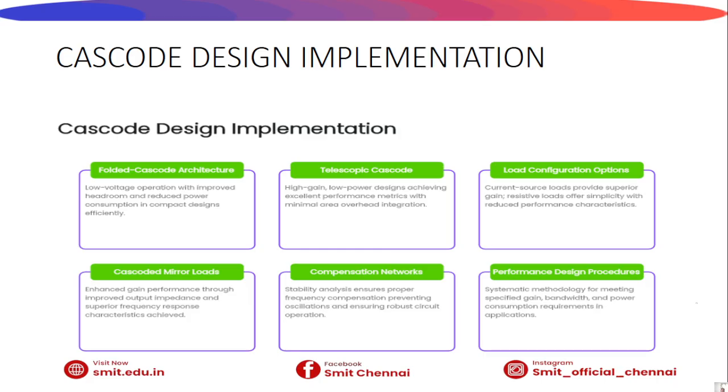The beauty of this configuration is how the upper transistor, the common gate stage, effectively shields the lower transistor's drain. This reduces the voltage swing at the drain of the input transistor, which in turn drastically reduces its Miller capacitance, leading to a much wider bandwidth. It also presents a higher output impedance, giving us more gain.